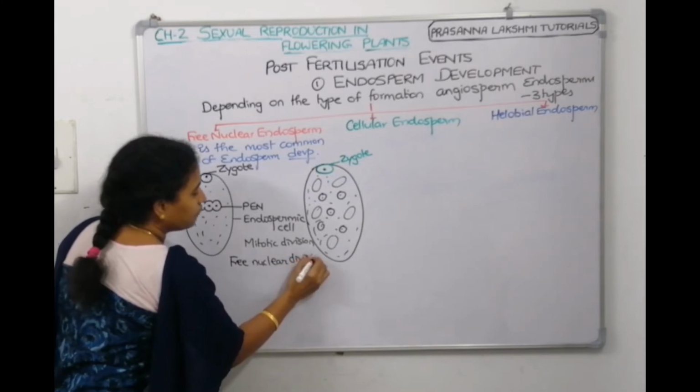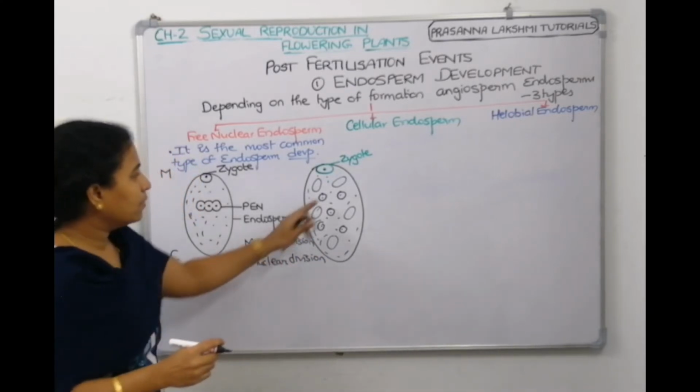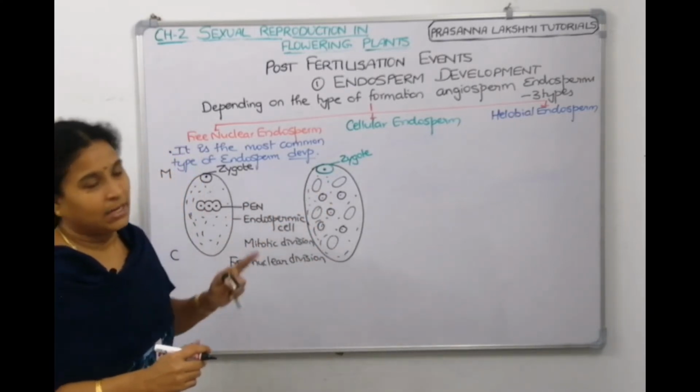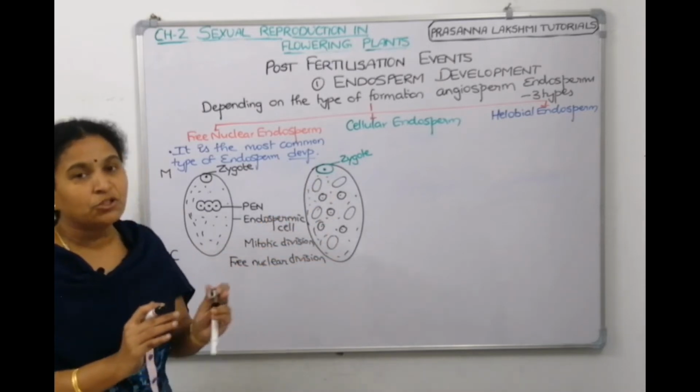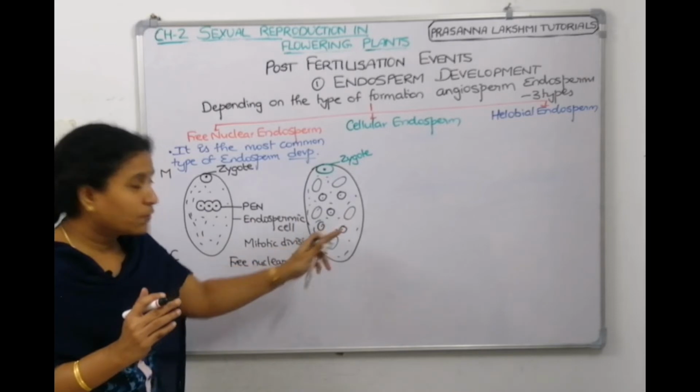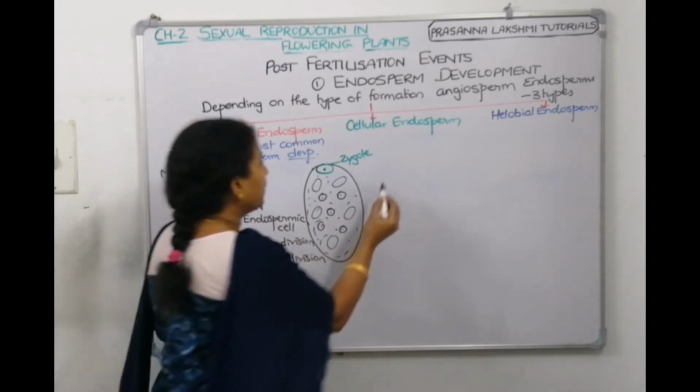They are only free nuclear divisions. So that is why the nucleus keeps on dividing. Now after some time, all these nuclei will join, all these vacuoles will join to make a large central vacuole. I will show it here.